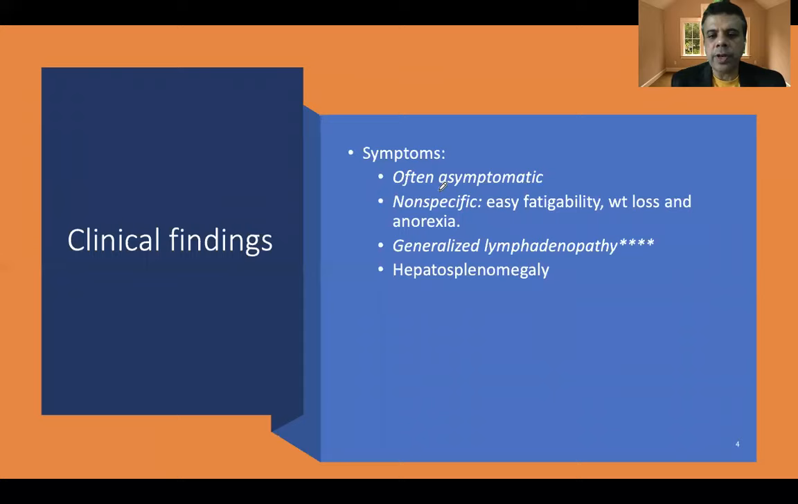Clinical findings are often asymptomatic and non-specific; easy fatigability, weight loss, and anorexia are seen. Generalized lymphadenopathy, as we discussed, is seen. Hepatosplenomegaly may be seen in patients where the tumor burden is excessively high.